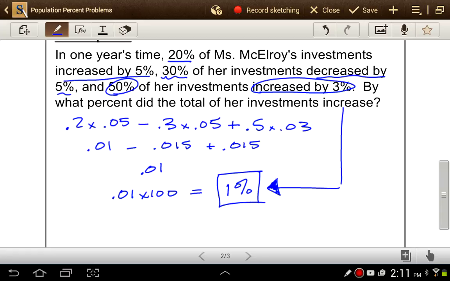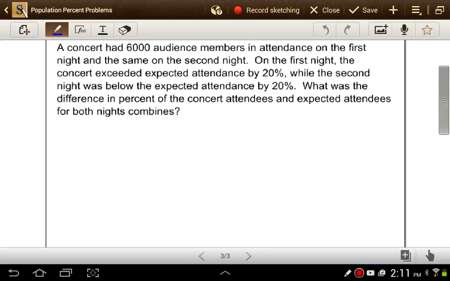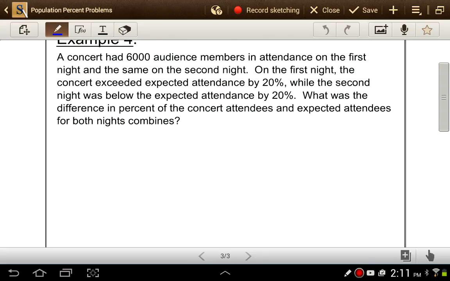Okay, now we're going to move on to example 4. In this example, we're going to have real numbers, not just percents. So this is going to be a lot of work. Basically, we have an attendance at a concert, and the first night we had more people than we thought, and then the second night we had less. So we have to figure out, overall, did we exceed or fall under the attendance that we wanted? Okay. So let's start with the first night.